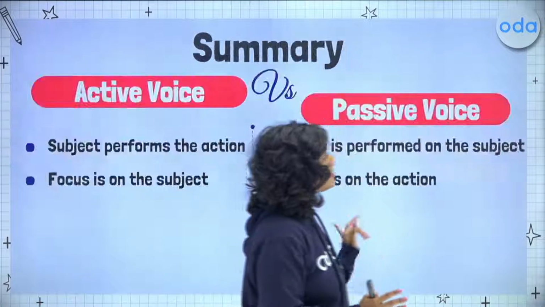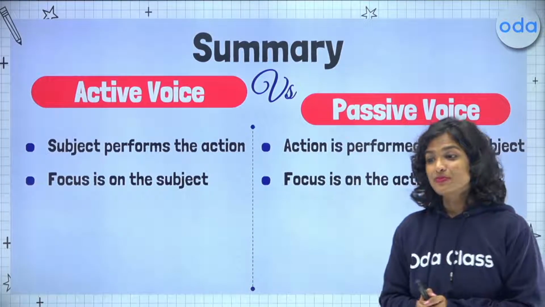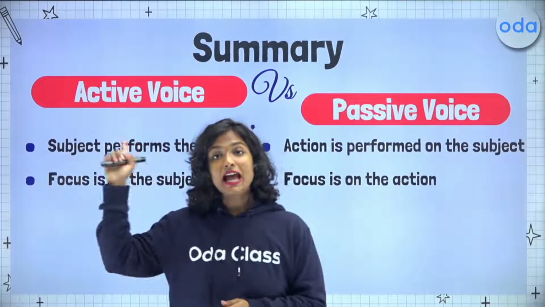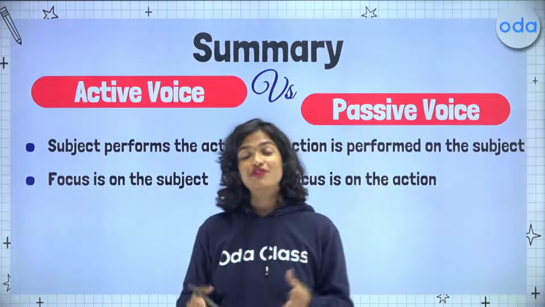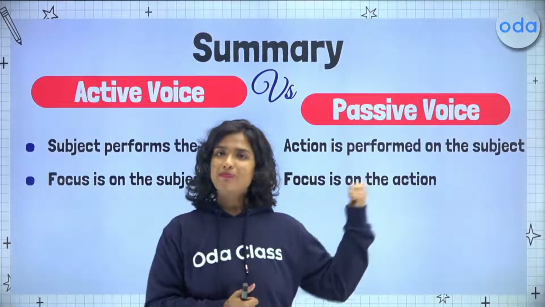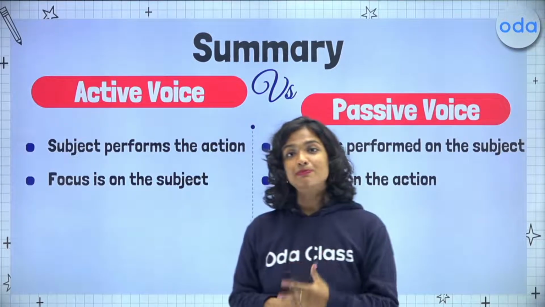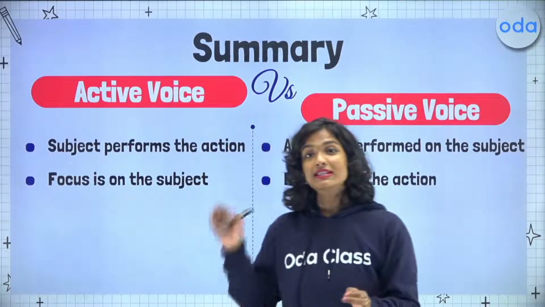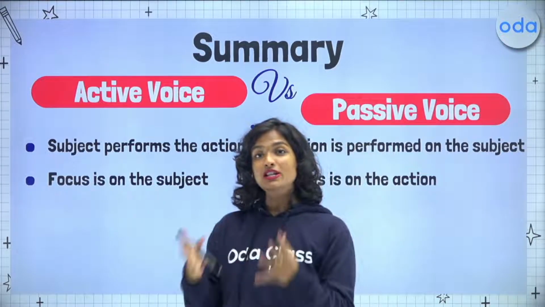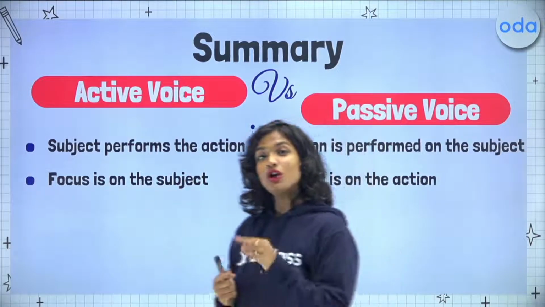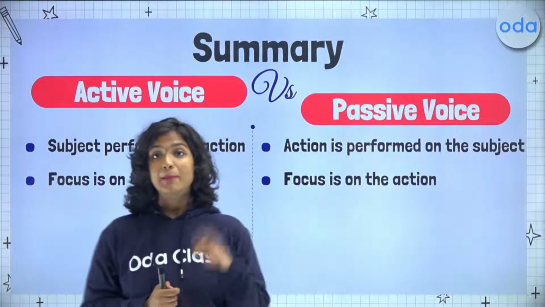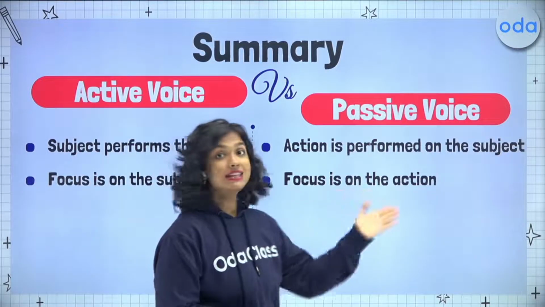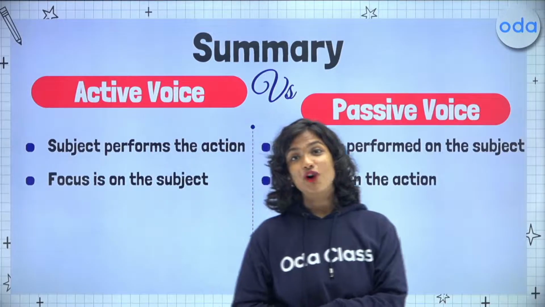Let's do a quick summary of today's lesson. We have learned about active voice and passive voice. In the active voice, the subject performs the action. In the passive voice, the action is performed upon the subject. And the difference is that active voice is used when you want the focus to be on the subject. And passive voice is used when you want the focus to be on the action that is being performed.